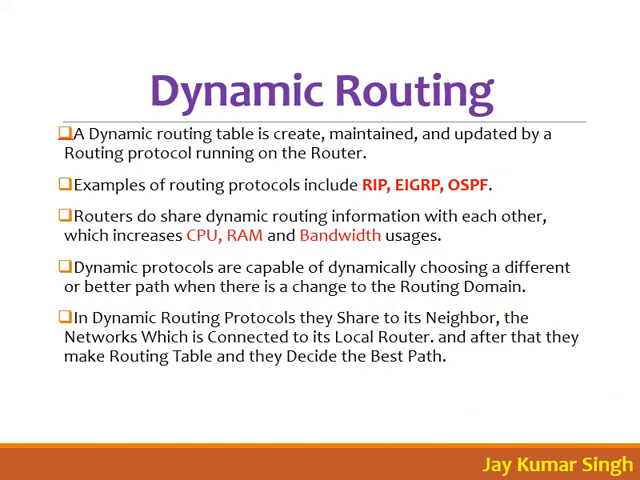In dynamic routing, the routing table is created, maintained and updated by the routing protocols running on the router, not by the administrator. It's automatic. Examples of routing protocols are RIP, EIGRP, and OSPF. Routers share dynamic routing information with each other, which increases CPU, RAM and bandwidth usage. In static and default routing they do not exchange the routing table.